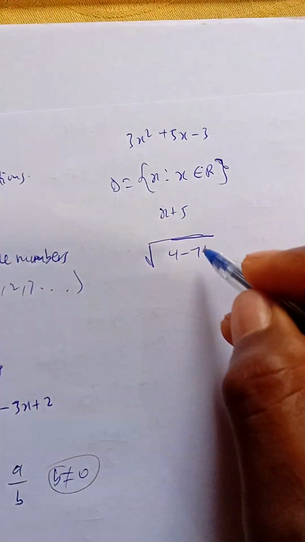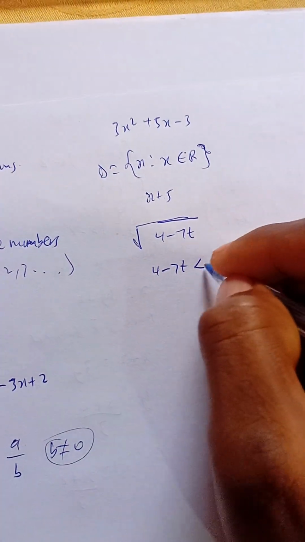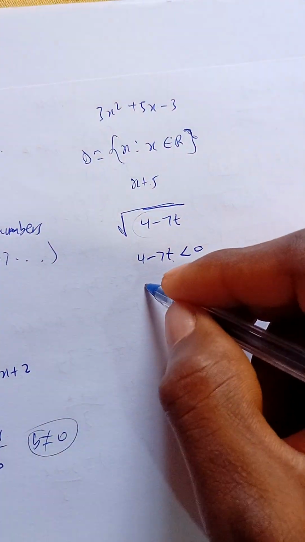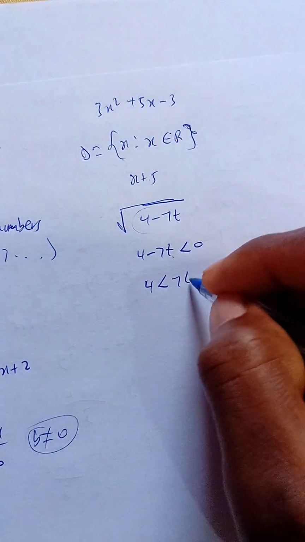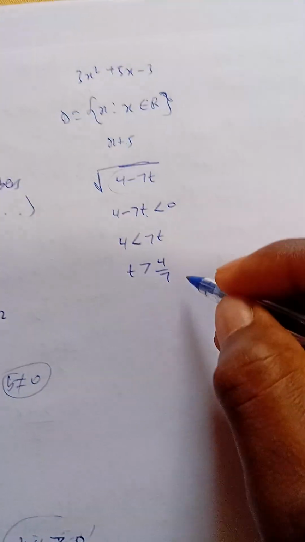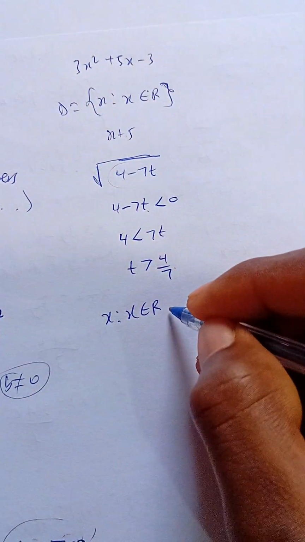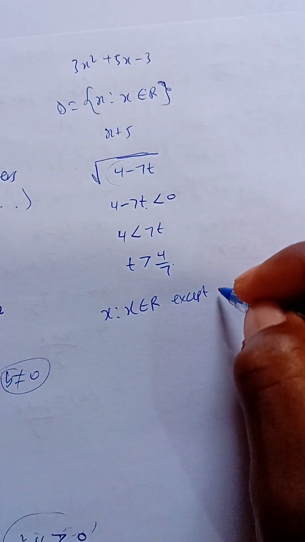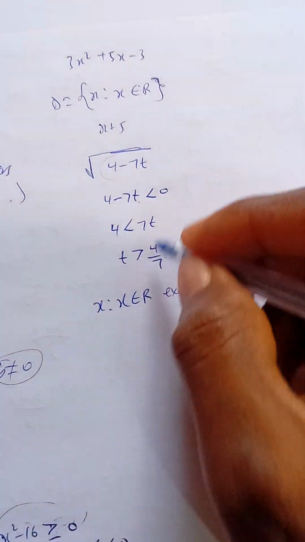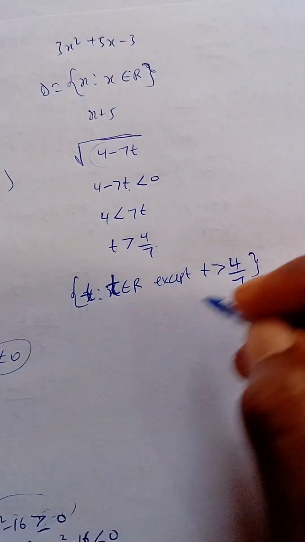So we can find the values which will not satisfy this. We know that 4 minus 7t, if it's less than 0, I mean if everything here is negative, it will not work. So 4 less than 7t, we can say t is greater than 4 over 7. So this is not working. So we are saying x such that x is a member of R except t is greater than 4 on 7. Sorry, it's t, not x. Yeah, this will be our domain.